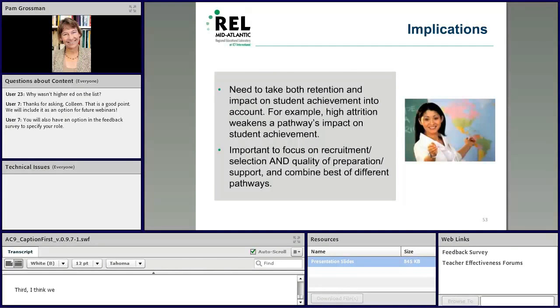Third, I think we need to think hard about the issue of being responsive to labor market needs. Alternative routes took off in part because colleges and universities were not nimble in responding to the needs of districts, and particularly their difficulties in staffing certain schools or certain subjects. So again, part of what we can learn is how we work more in partnership with the districts and schools who hire our graduates, to become responsive to their needs and the kinds of teachers that they're looking for. And this is something we can learn across the different pathways.